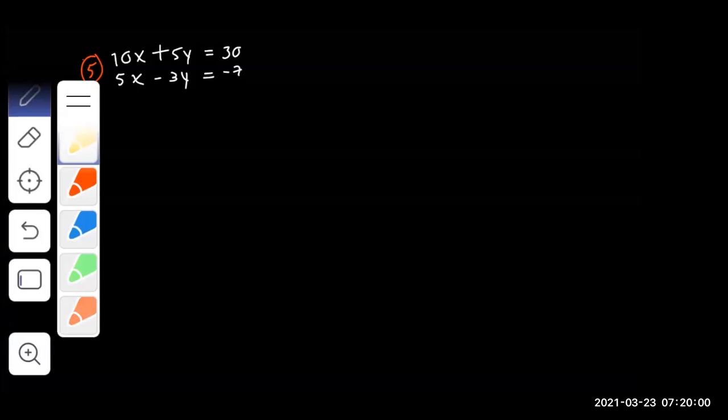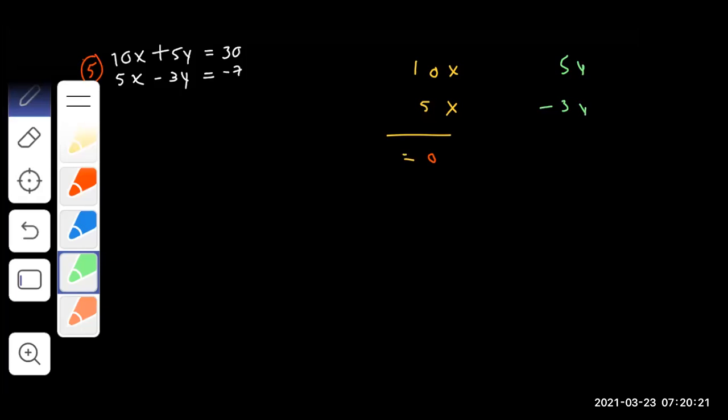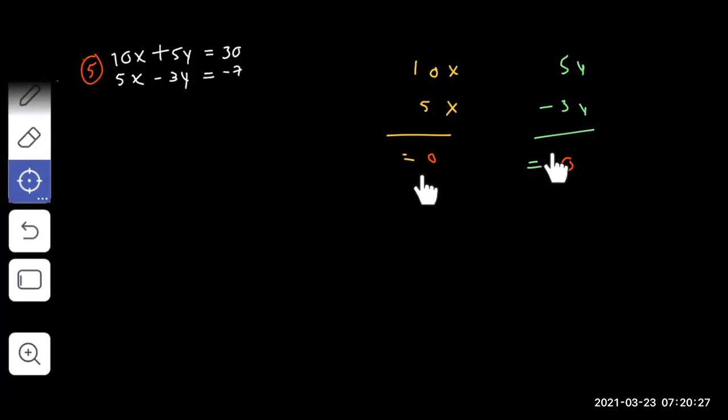If you're like, I don't know, let me take both of them. I'm going to take 10x and 5x here, and my goal is to get 0. And the other one is y, right? I'm going to take 5y and negative 3y, and my goal again will be to get 0. I'm just choosing. You don't need to copy this. This is just an idea.